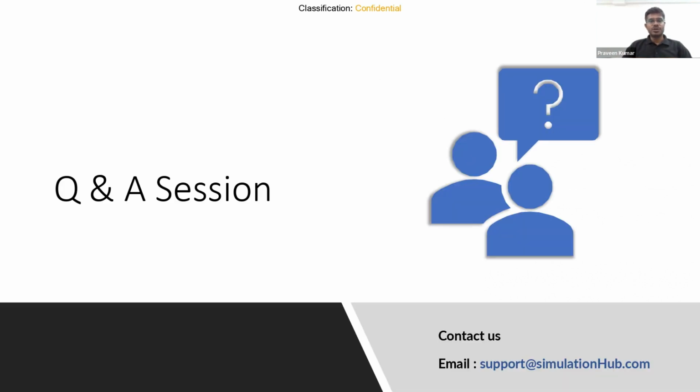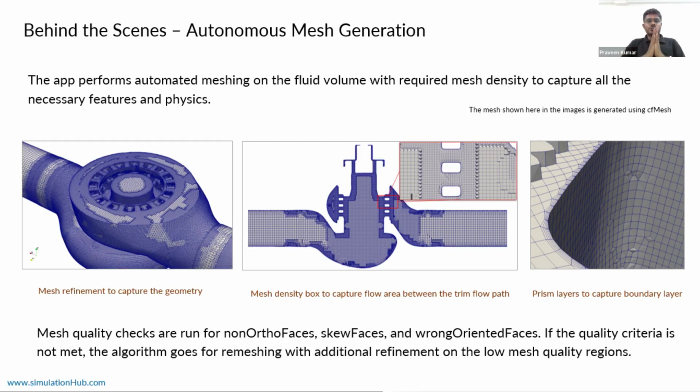I'll move on to the Q&A session. One of the queries I have received is, how good is the meshing? Although the meshing process is autonomous, we make sure the mesh refinement is applied wherever it is necessary to capture the geometry, as well as to capture the flow physics in the mesh region.